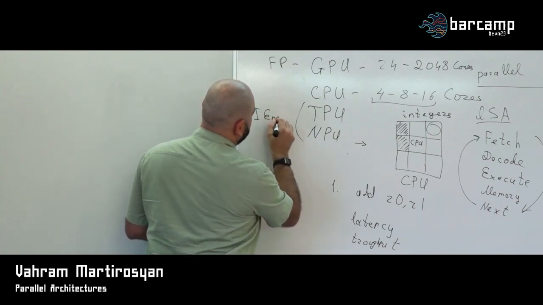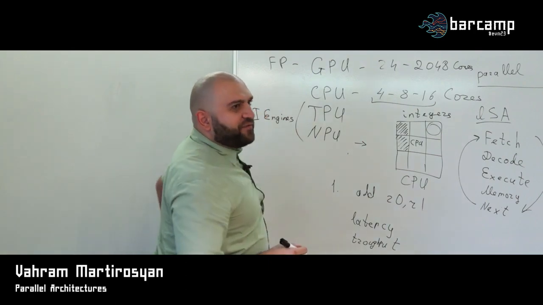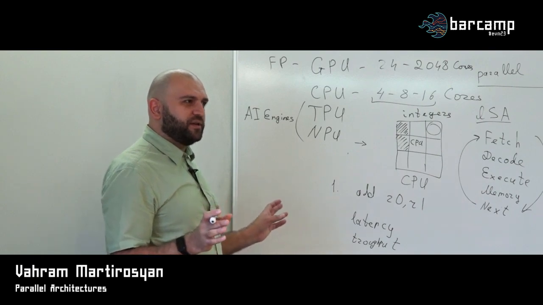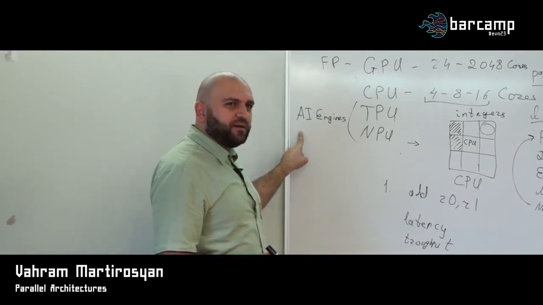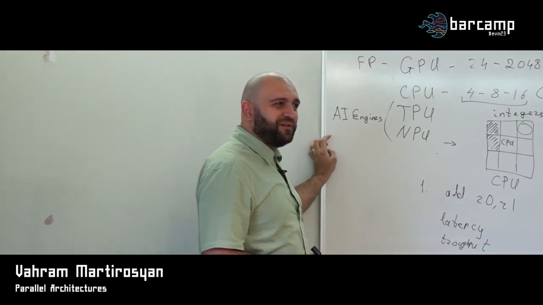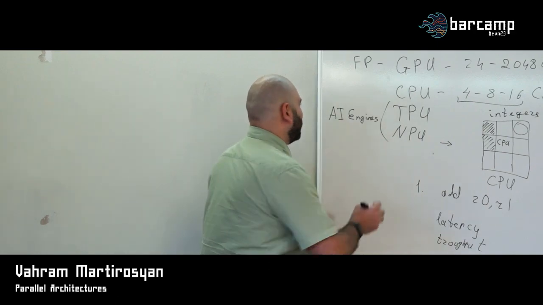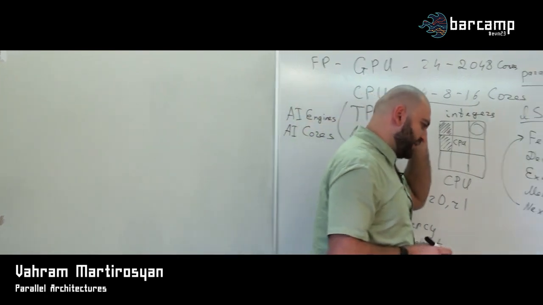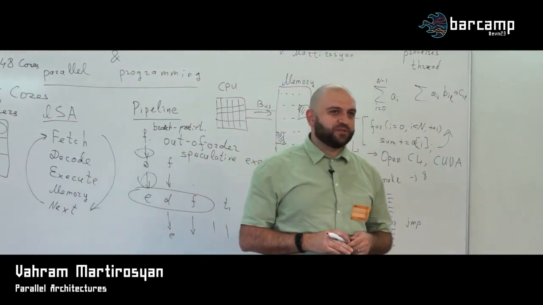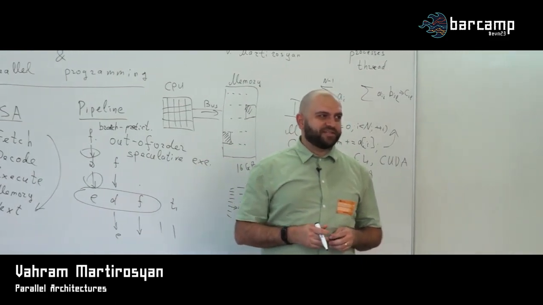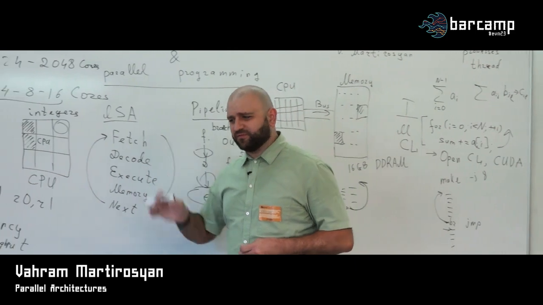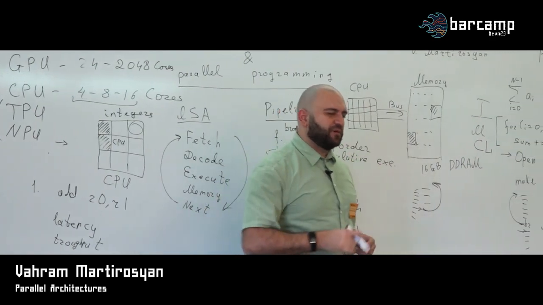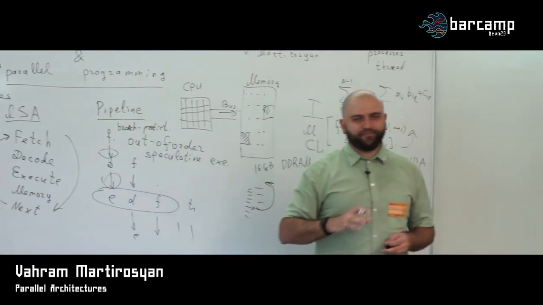You can see that some CPUs have AI cores or AI engines in them. Have you ever seen any CPU which has AI engines in it? I bet you have, or I hope you have. Okay, or AI cores. If you have a detailed look at Apple's M1 and M2 chips, you will see that they have AI engines in them. Let's say 16 AI cores or AI engines, I don't remember the exact term, and they are NPUs. They are really good at matrix to vector multiplications.